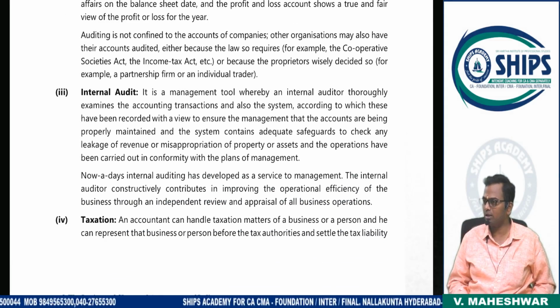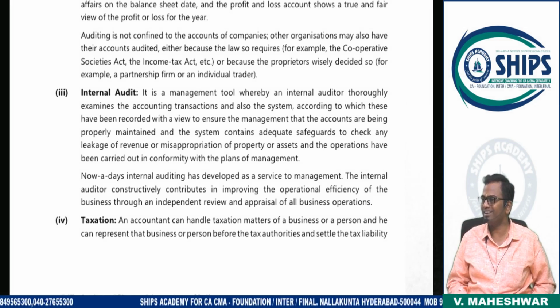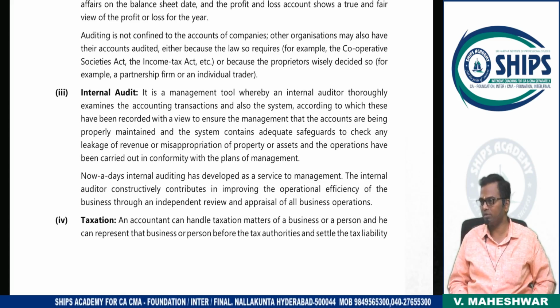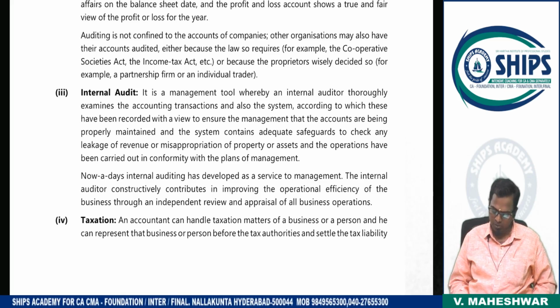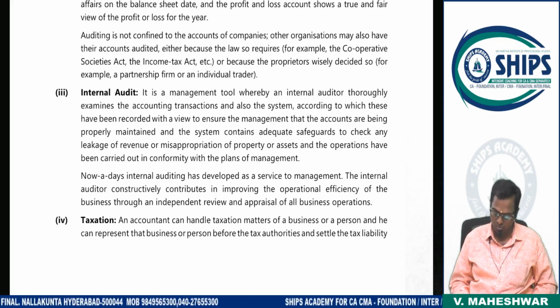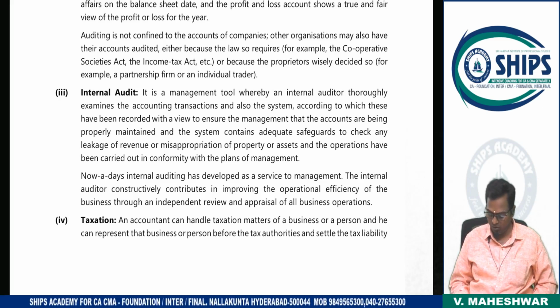Then internal audit, which you will do during your articles, sir, is called an internal audit within an organization. The final thing is done by a chartered accountant. Internal audit within a company is a management tool whereby the internal auditor thoroughly examines the accounting transactions and also the system according to which these have been recorded, with a view to ensure the management that the accounts are being properly maintained, that the system contains adequate safeguards to check any leakage of revenue or misappropriation of property or assets, and that the operations have been carried out in conformity with the plan of management.